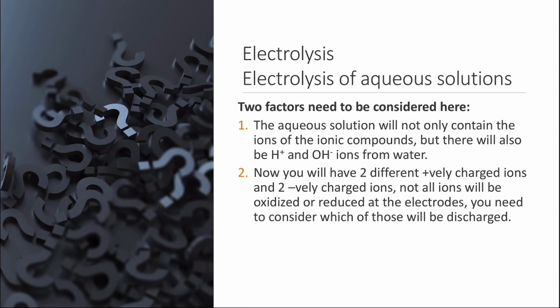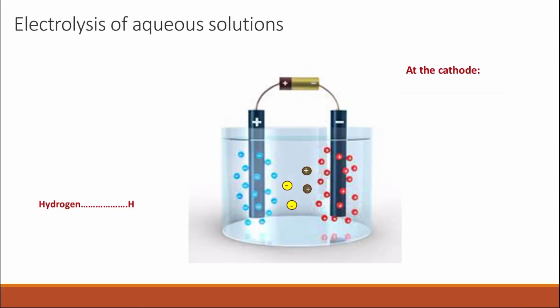So now we have two different positively charged ions and two different negatively charged ions. Not all these ions will be oxidized and reduced at the cathode and anode, and we need to know which one will have the preference to be oxidized or reduced. So let's have a look at the cathode.